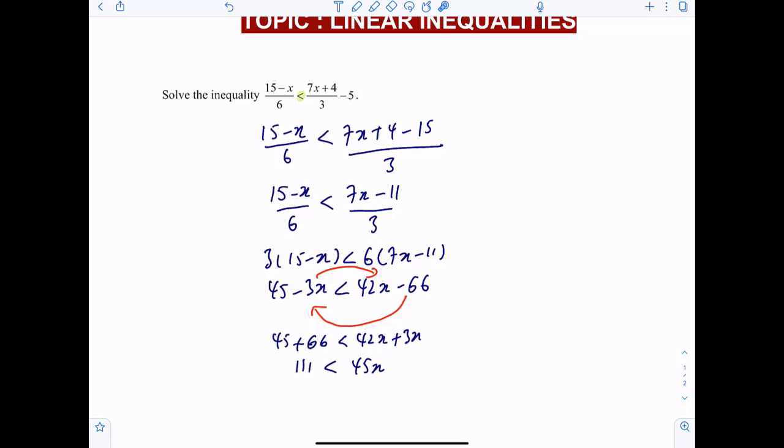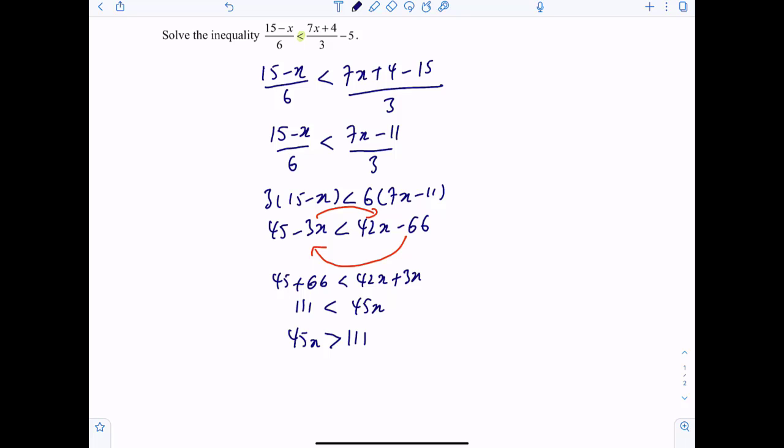Okay, notice the mouth of your inequality, it still points towards 45x. Rewrite it, mouth pointing towards 45x, 111. So x is more than 111 over 45. X is more than 2 wholes, 21 over 45.